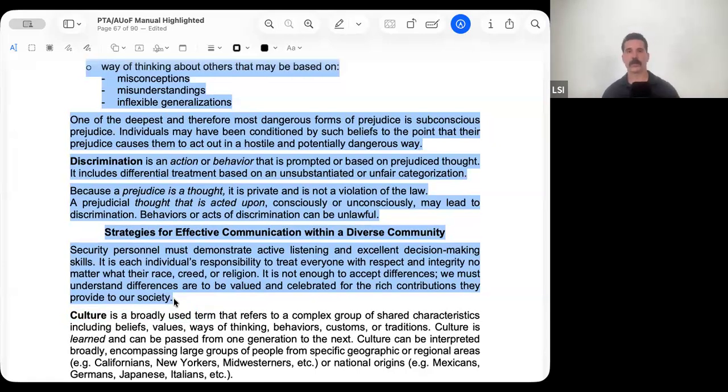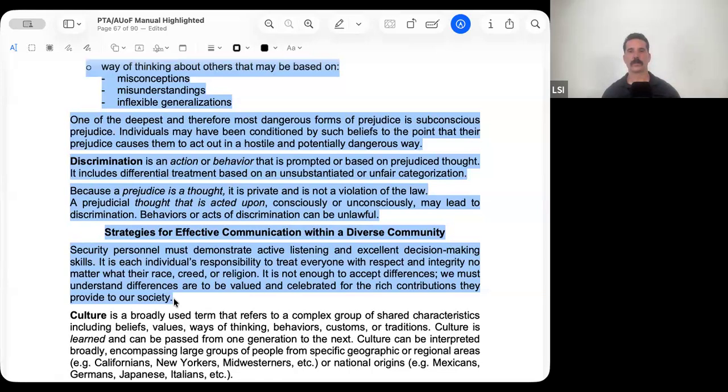Discrimination is an action or behavior that is prompted or based on prejudiced thought. It includes differential treatment based on an unsubstantiated or unfair categorization. Because a prejudice is a thought, it is private and is not a violation of the law. A prejudicial thought that is acted upon, consciously or unconsciously, may lead to discrimination. Behaviors or acts of discrimination can be unlawful.